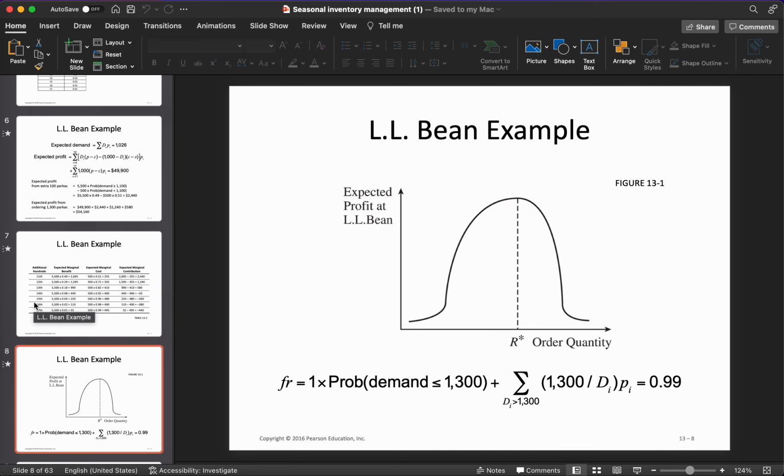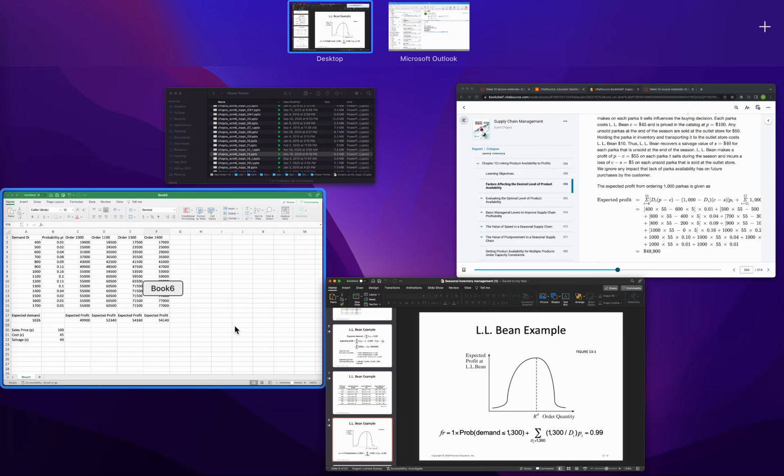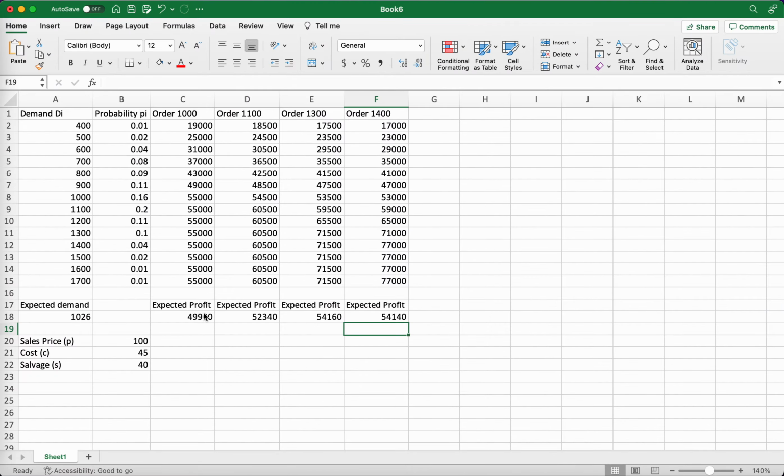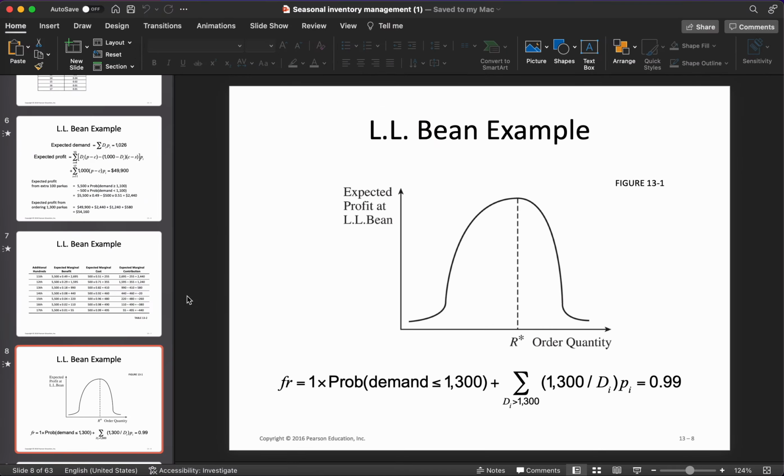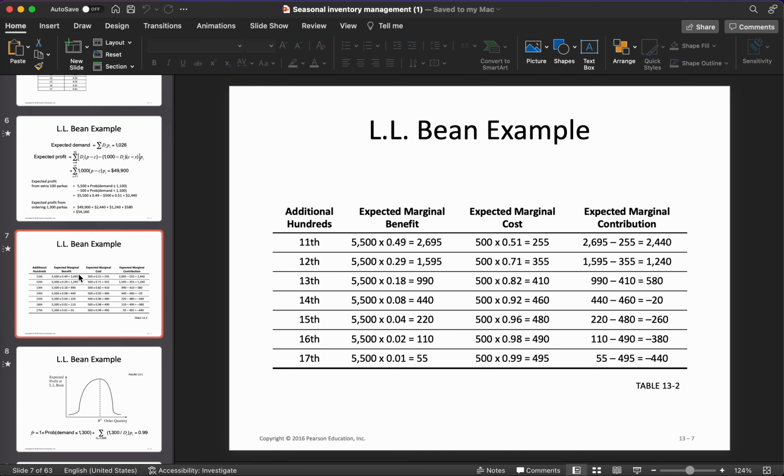But there's one other thing that I want to talk about. This video is going on for a really long time, but there is one other thing, which is the fill rate. You know what? We'll do the fill rate in the next video. So I'm going to end the video here. In the next video, we'll talk about fill rates and the optimality of the order quantity and so on, right?